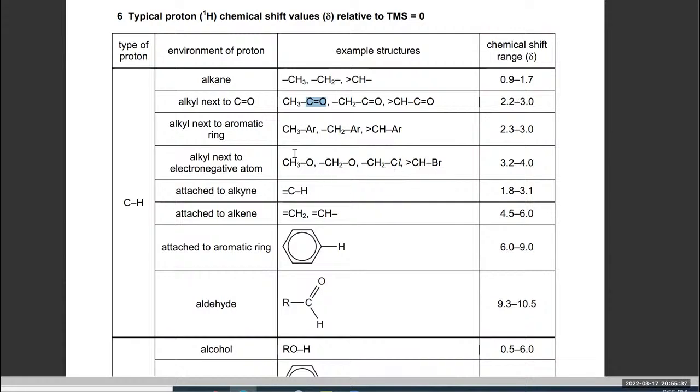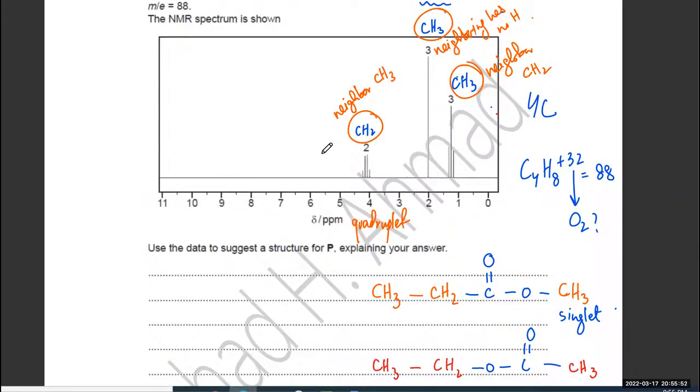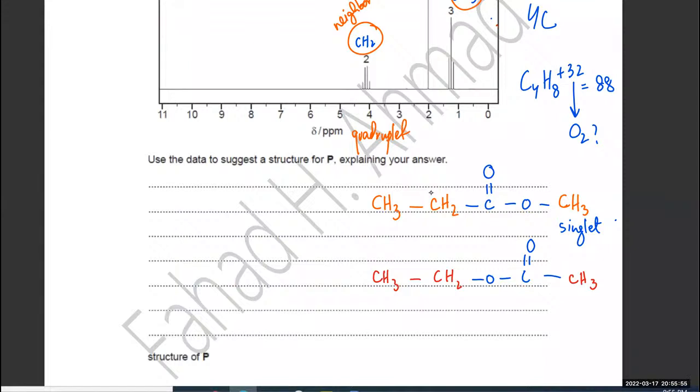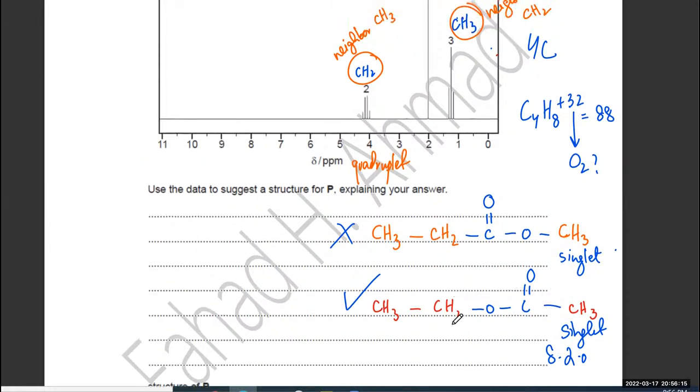If it was next to a carbon that was bonded to a single oxygen, that would resonate at somewhere around 3.2 to 4. So in our case, it's 2. So we know that this singlet is right next to C double bond O because it's around 2, right? So it's going to be this one. That's not going to be correct because our singlet peak at the chemical shift around 2 indicates that it's right next to C double bond O. Is that clear? So this one over here is the structure of the molecule, which we have figured out.